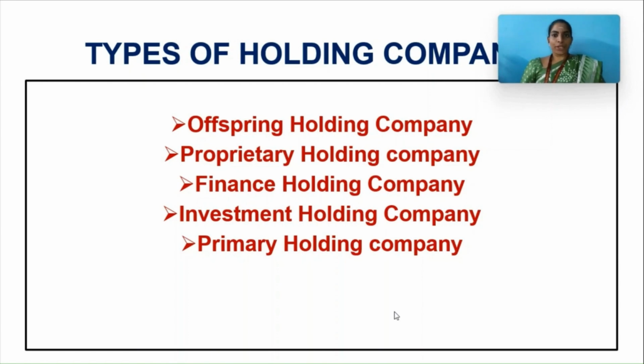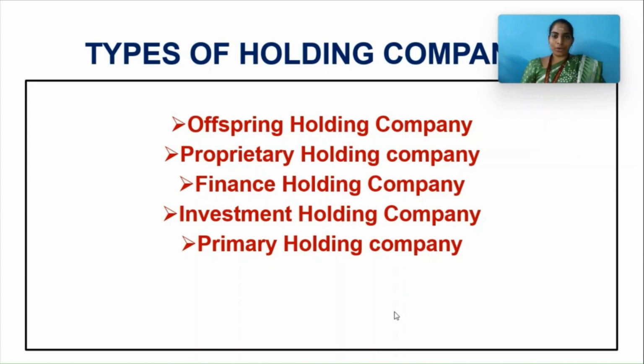Next is the proprietary holding company. If any company holds the entire stake or entire share of a particular subsidiary company, then it is called the proprietary holding company. So next is the finance holding company. They do not interfere in the operation, whereas they act as the financing part, providing the required fund.